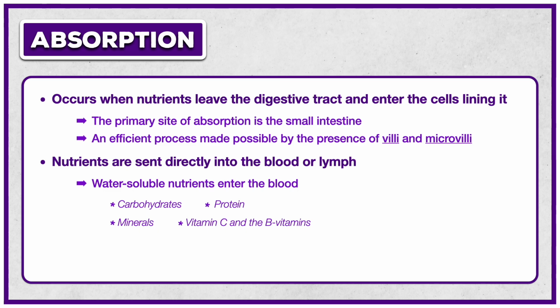Water-soluble nutrients enter the blood. That includes carbohydrates, protein, minerals, vitamin C, and the B vitamins. Fat-soluble nutrients enter the lymph. That includes fat and vitamins A, D, E, and K.